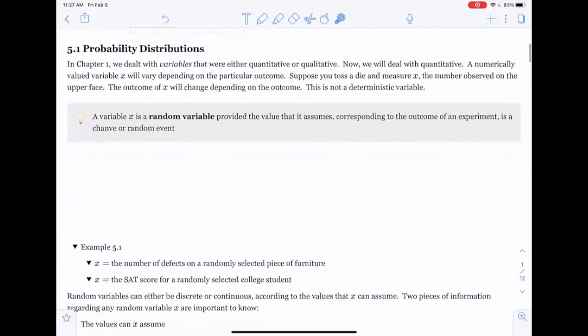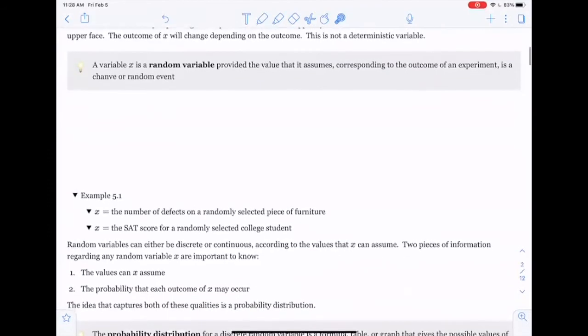And so just two quick examples might be x, the number of defects on a randomly selected piece of furniture in a manufacturer, or it might be the average SAT score for a selected student, right? Each of these is not always going to be the same number, right? Two different people are going to score differently on the SATs. Two different pieces of furniture coming off of a line might have a different number of defects on them.